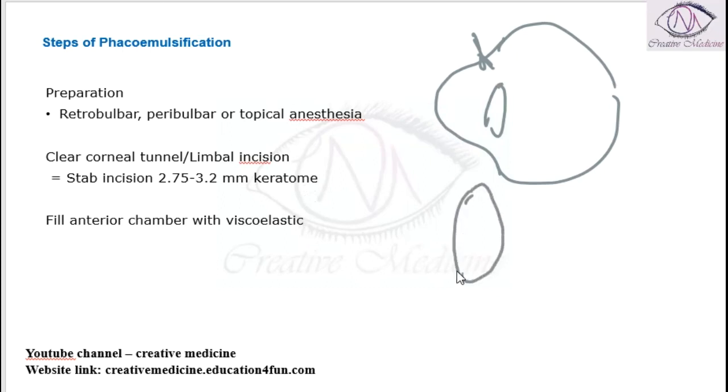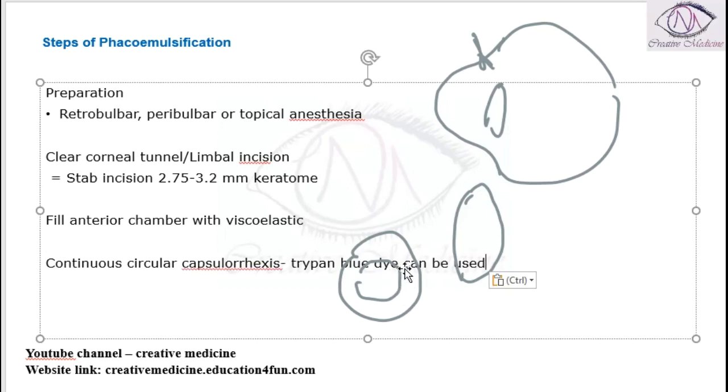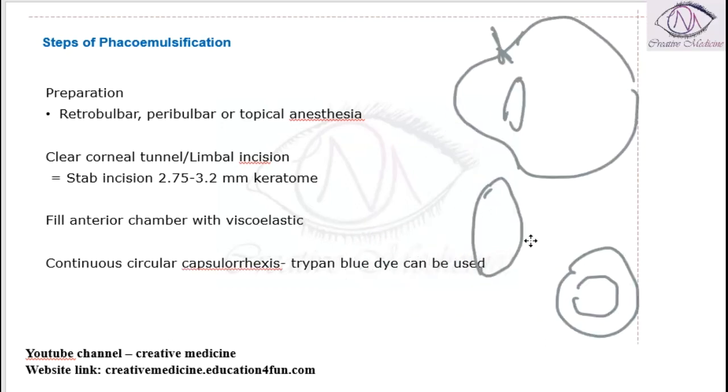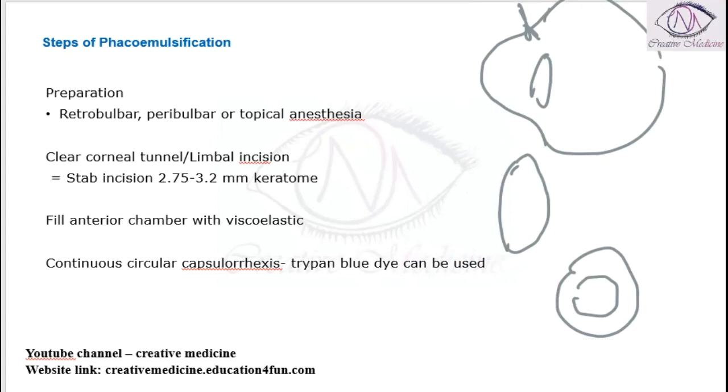And then you will do a continuous capsulorhexis. A continuous capsulorhexis is done, and trypan blue dye is used for this continuous capsulorhexis. Once you have done a capsulorhexis, you will do it with the help of trypan blue dye.